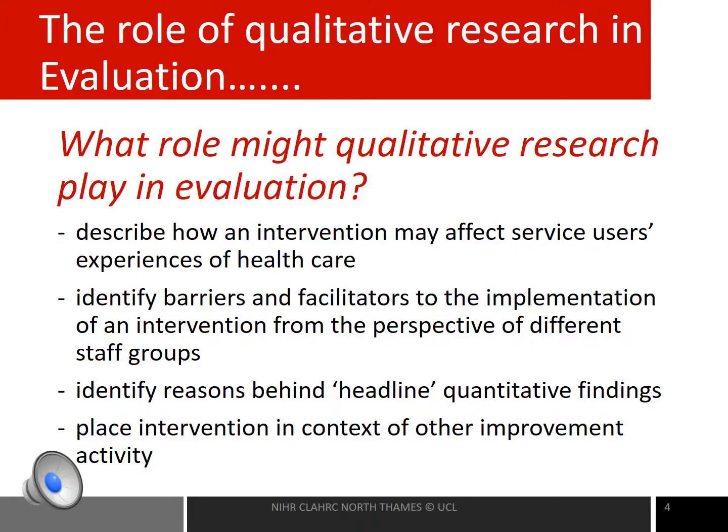In mixed method studies, qualitative research could be used to describe how and why an intervention that has been shown to have an impact quantitatively has those effects. Adding a qualitative component to the study in this way can bring about a greater depth of information and understanding about the processes involved in implementing a successful intervention so that those processes might be replicated elsewhere. And finally, qualitative research can be used to place a given intervention in the context of other improvement activity so that its role relative to other improvement work can be evaluated.